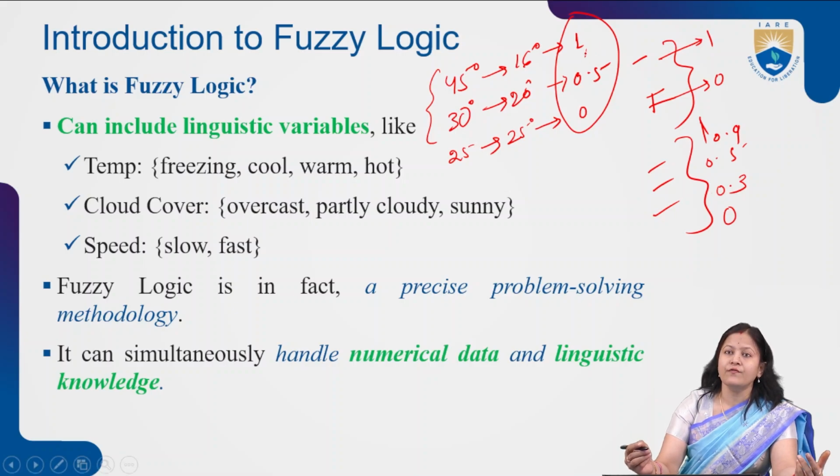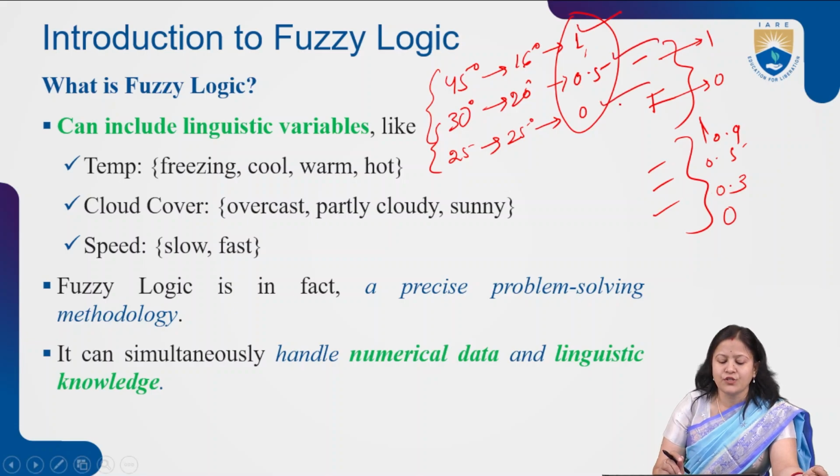The temperature of the AC will be set up to 20 degrees, 25 degrees, or 16 degrees. If the temperature is between 30 and 25 degrees, it automatically comes down to 20, 21, 22, or 25 degrees. So that is why these values are very important, which are assigned by the fuzzy logic.